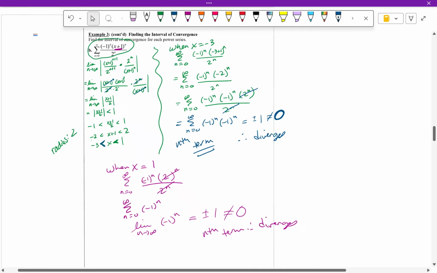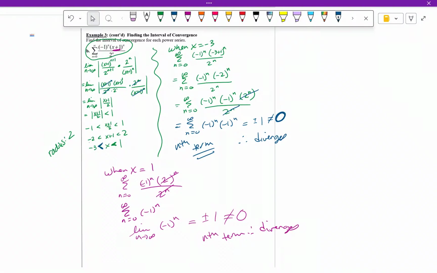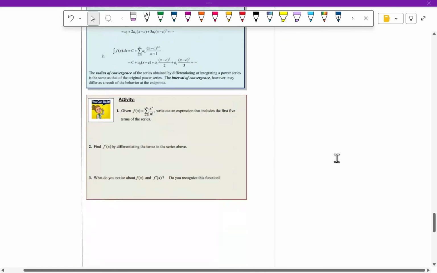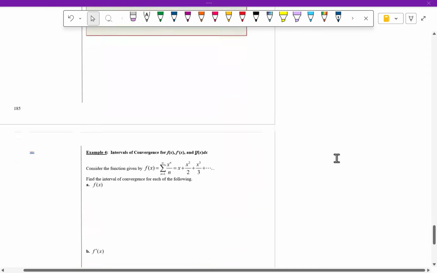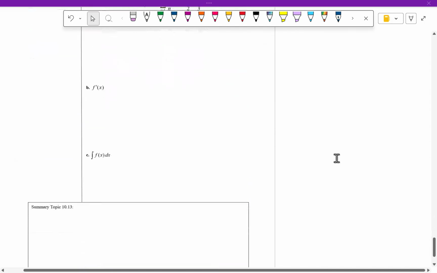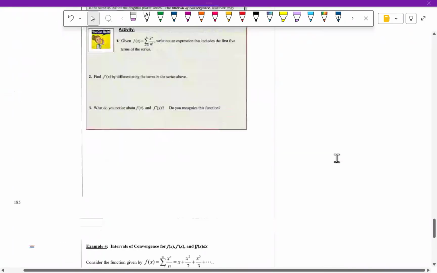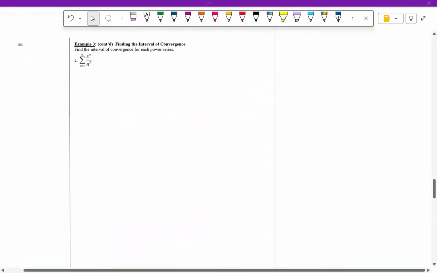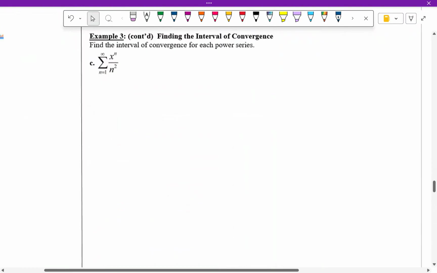Good news. There's only one more for us today. Isn't that exciting? Did I leave anything? Oh, I did leave this stuff in there. We're not going to do that stuff, I don't think. What else did I leave in there? Intervals of convergence. I'm not going to mess with that. We're not going to mess with the other stuff. We're just going to do this last one and call it good. So we're going to do example 3c. I don't know if I did any of the other stuff in previous years. No, I left it out.